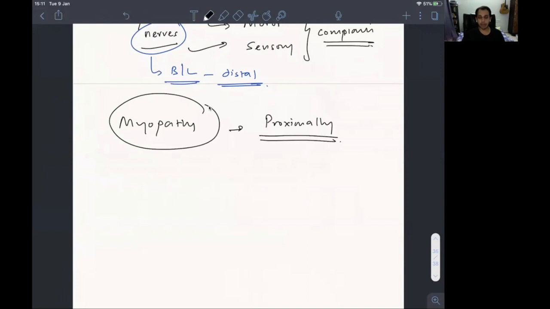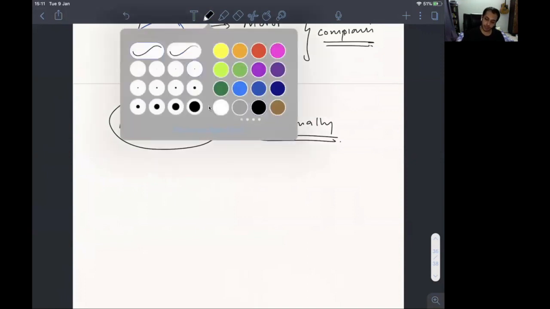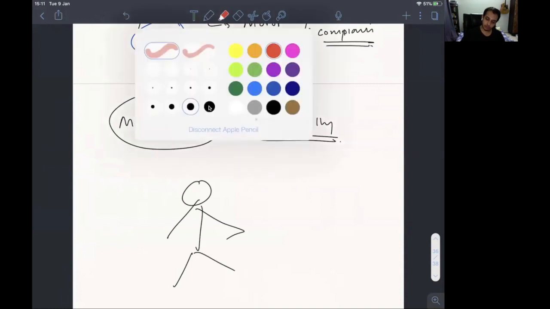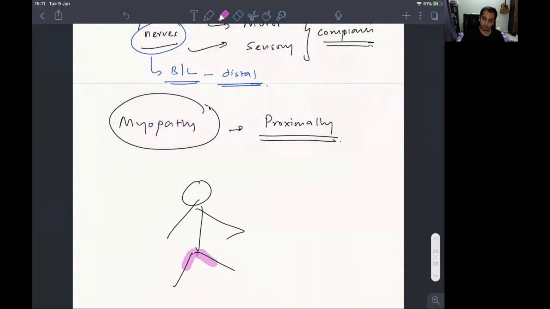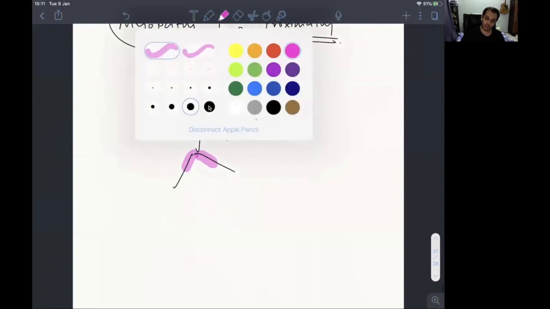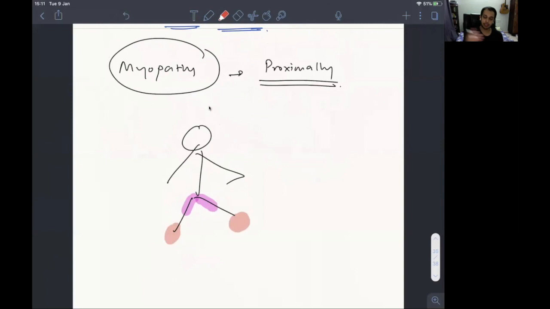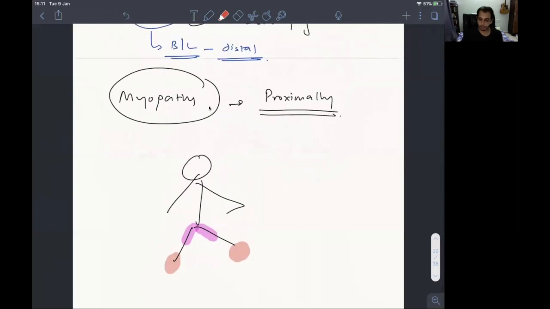So in a case of myopathy, the pattern of involvement will be proximal involvement. So bilateral lower limb, but proximal. Whereas if this was a neuropathy, you will have distal involvement. And they're both called paraparesis because they're both weakness of your lower legs. But in your legs, is it proximal or distal? That will decide roughly, is it a myopathy or a neuropathy?